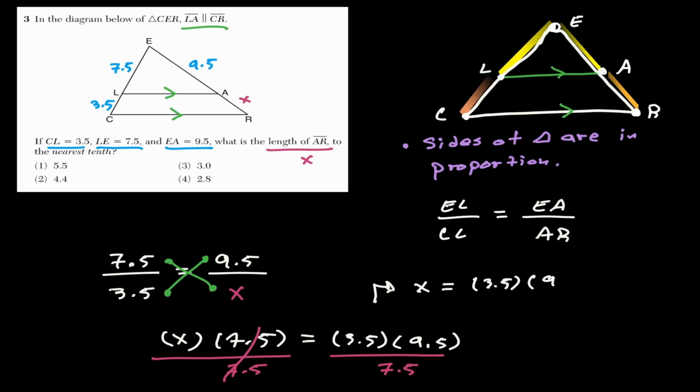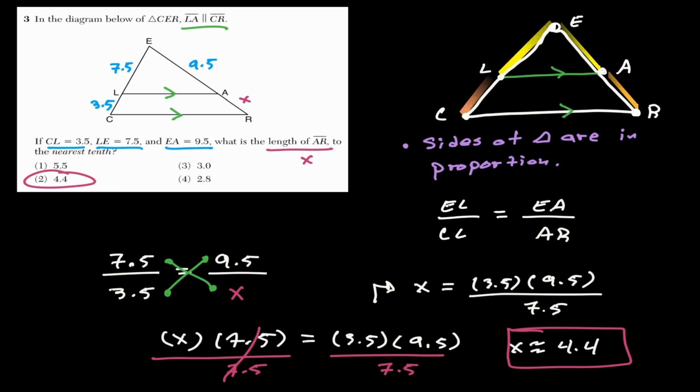3.5 times 9.5, if we divide that by 7.5, we will obtain the value of X. And if you do this in your graphing calculator, we're going to get approximately 4.4, which is option number 2. Let's take a look at the next question.